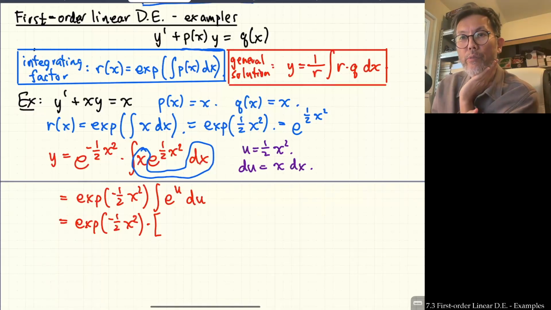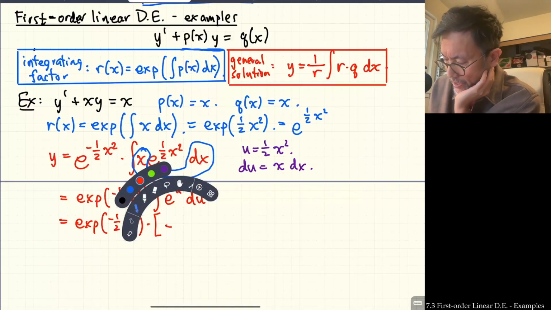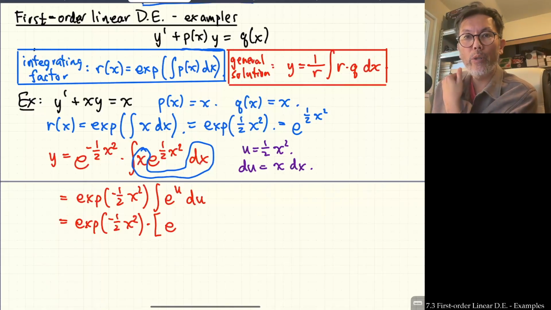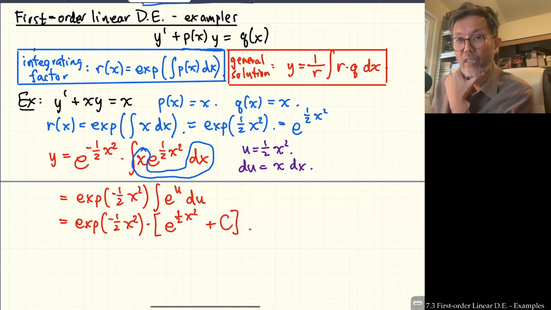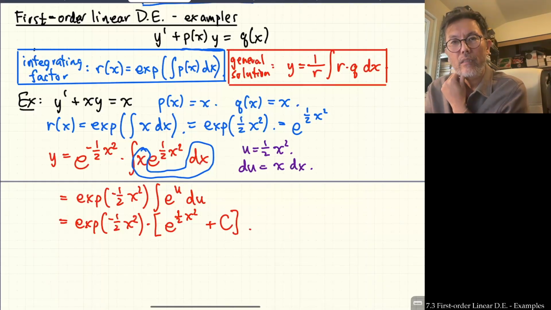The antiderivative of e to the u with respect to u is e to the u plus c. So that's e to the u. But remember what u is? It's 1/2 x squared, plus c. And I close bracket. I'm mixing up all sorts of notations, but hopefully you can deal with that for the exponential function.